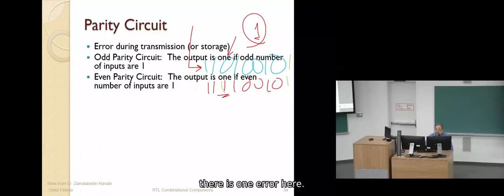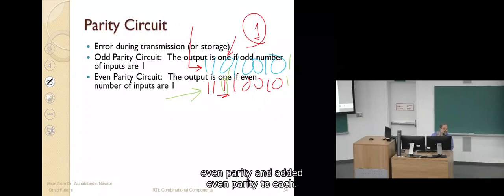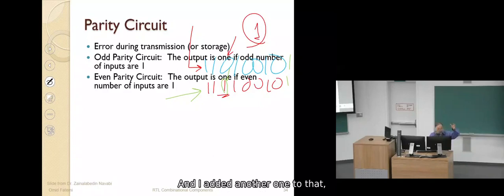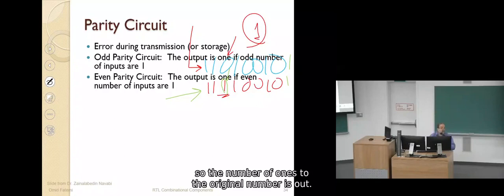0 changed to 1, with error, with noise, something happened. So the bits that I receive are 1111010101. Now, in the receiver part, I know that I was using even parity and added even parity to it. So the number of ones in my received number should be odd, because the number of ones were even, and I added another one to that. So the number of ones in the original number is odd. Now I look at this.